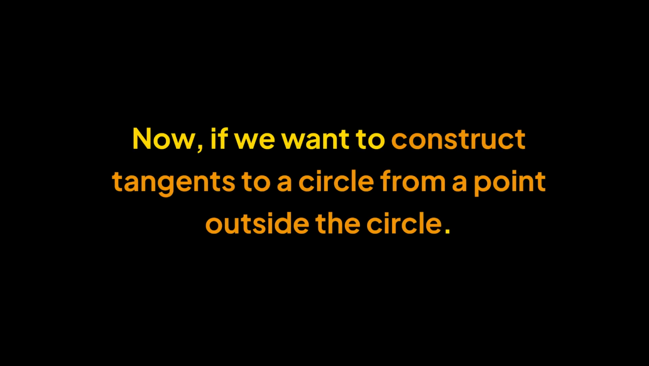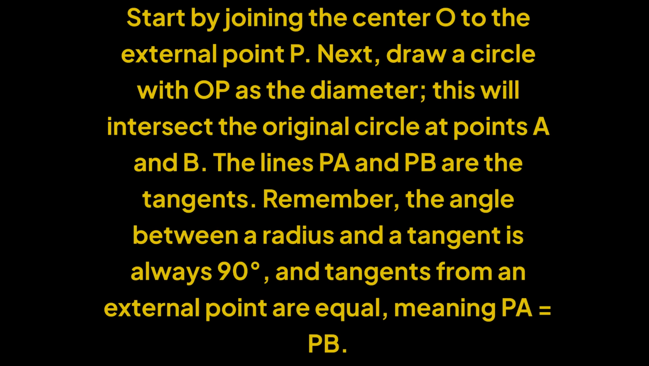Now, if we want to construct tangents to a circle from a point outside the circle, start by joining the center O to the external point P. Next, draw a circle with OP as the diameter. This will intersect the original circle at points A and B. The lines PA and PB are the tangents. Remember, the angle between a radius and a tangent is always 90 degrees, and tangents from an external point are equal, meaning PA equals PB.